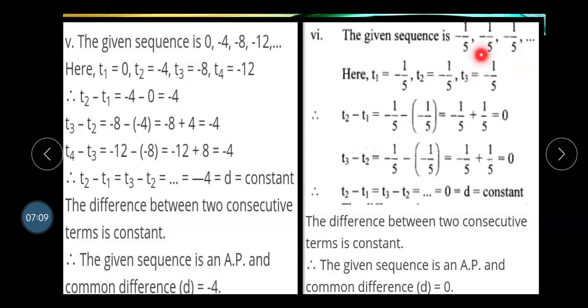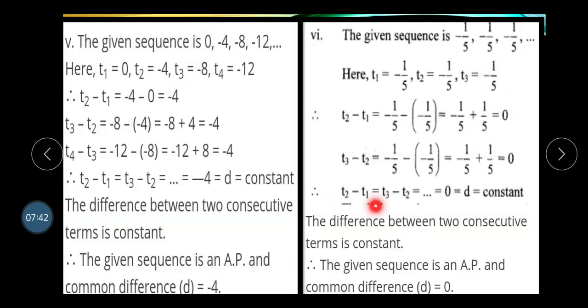minus 1 upon 5, minus 1 upon 5 and minus 1 upon 5. So here T1, T2, T3 all are same as minus 1 upon 5. T2 minus T1 equal to minus 1 upon 5 minus 1 upon 5. Minus of minus will become plus. See here students, the numbers are same, that is the fraction is same, but the sign is opposite. Same number, opposite sign, it becomes 0. Same over here, as we can see 0 is constant over here.